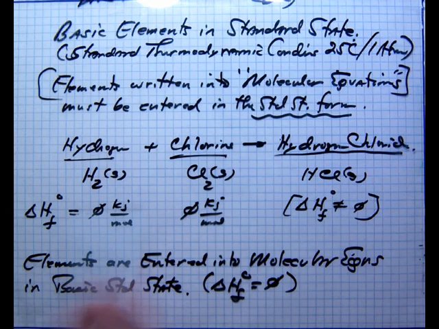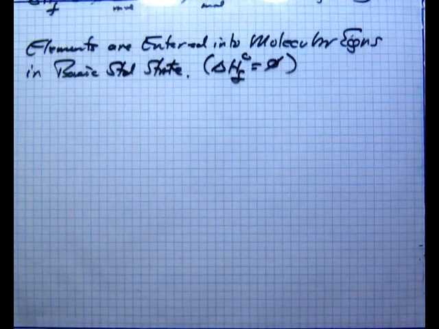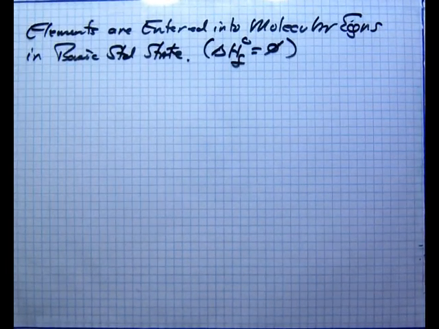So in the context of learning about chemical equations, one of the things that students need to understand is, well, what form do I use when I put certain things down? And the elements are the biggest confusion that students run into from time to time.